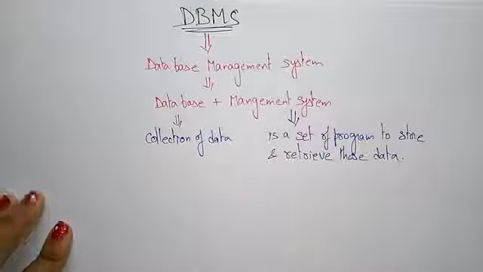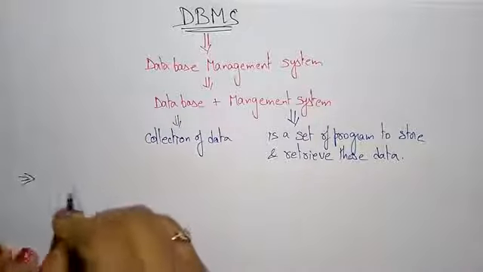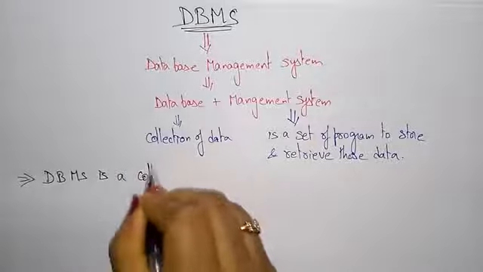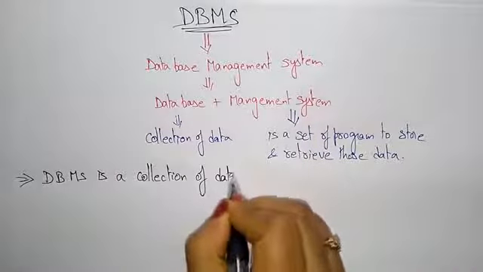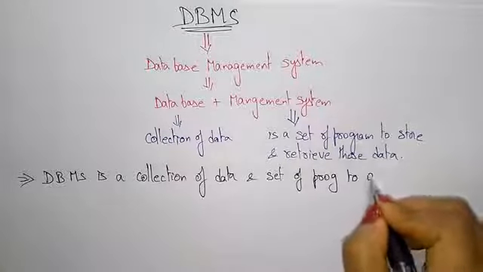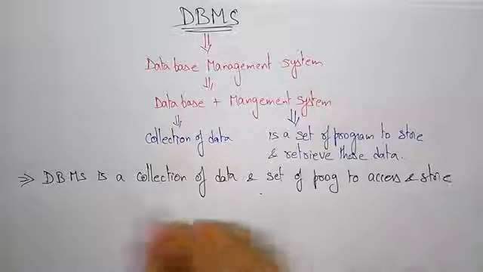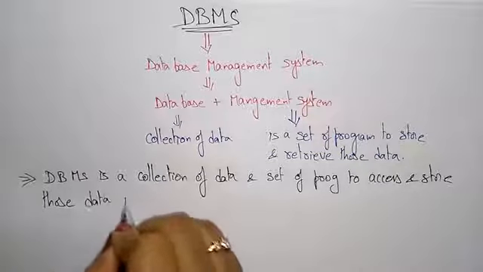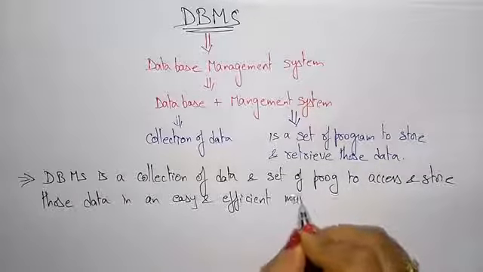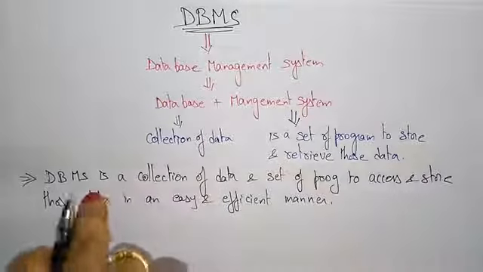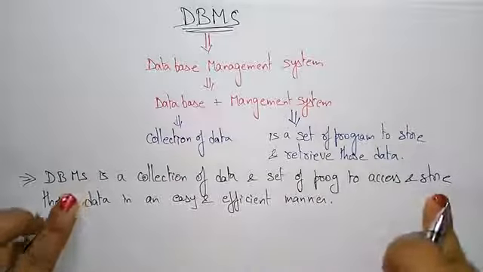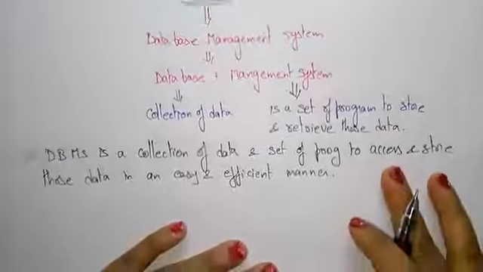Based on this, we can define. Now I am writing the definition of database management system. DBMS is a collection of data and a set of programs to access and store those data in an easy and efficient manner. So this is the formal definition of the database management system. The name itself is indicating: database is a collection of data, and management system is a set of programs to access and store those data in an easy and efficient manner.